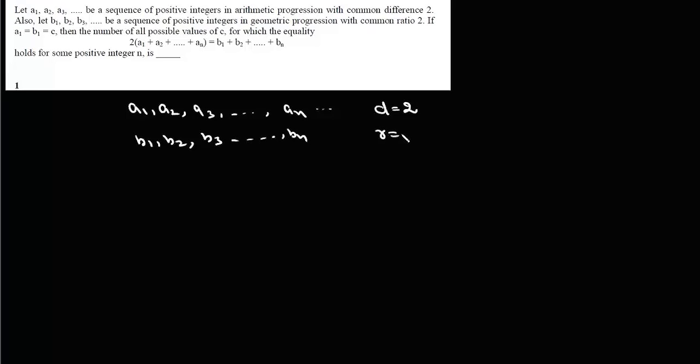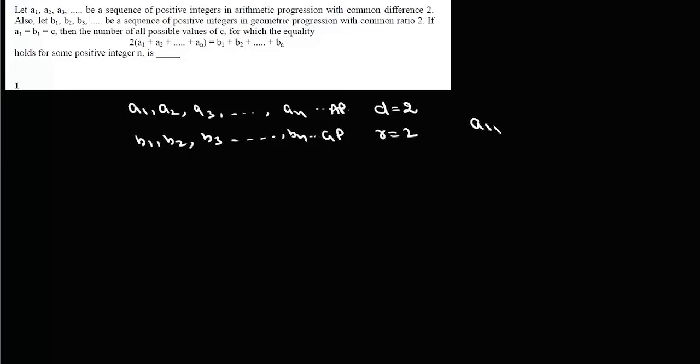Now here the question is: let A1, A2, A3 be a sequence of positive integers in AP with common difference 2. So we have an AP with terms A1, A2, A3 up to An, and the series continues, with common difference 2. We are also given a sequence of positive integers B1, B2, B3 up to Bn in GP. So the first series terms are in AP and the second series terms are in GP with common ratio 2.